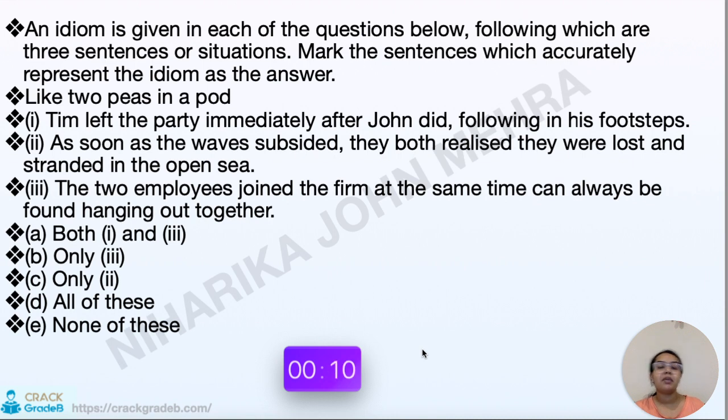But again, remember in the exam, attempt only the questions whose meaning you know; otherwise please don't take a risk. And ideally, you should be well prepared with idioms and phrases before you appear in the exam.